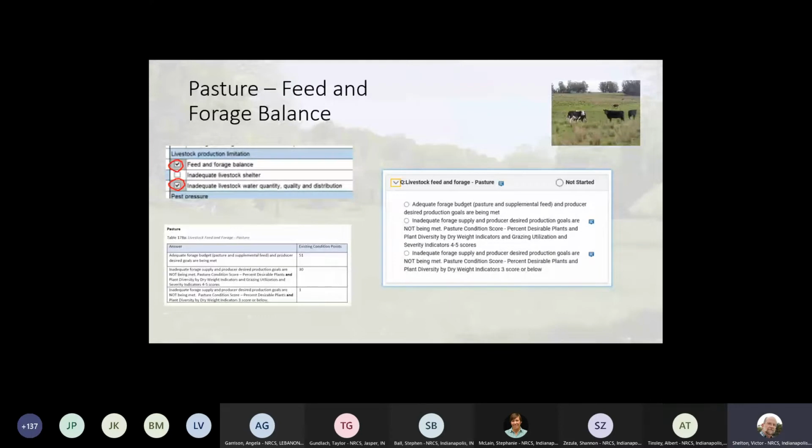Too many livestock for the pasture resource is pretty much a common concern. We see that a lot. So a lot of times we need to address this. For pasture, use the animal forage balance sheet to answer this question, but for CART, answer based on the producer response and the PCS indicators, percent desirable plants and plant diversity. You can base it off those two things to answer your question, and based off what the producer is telling you.